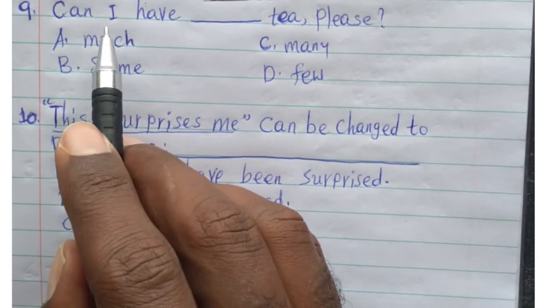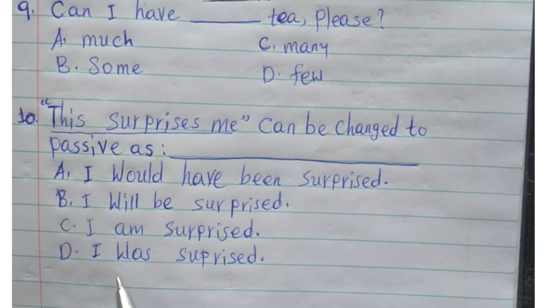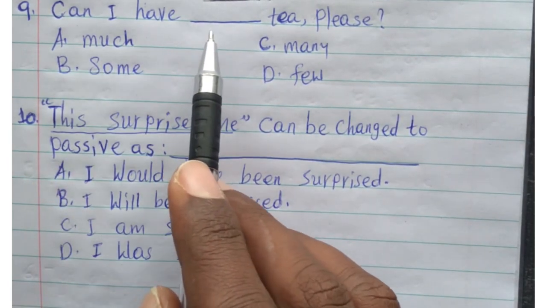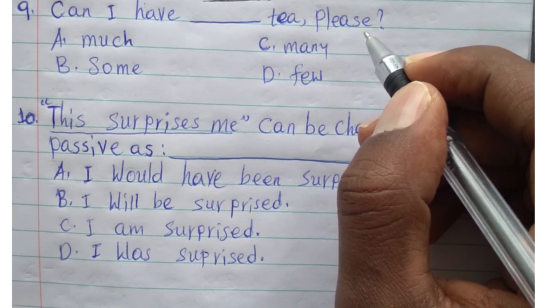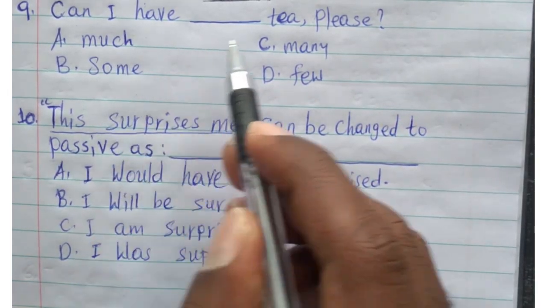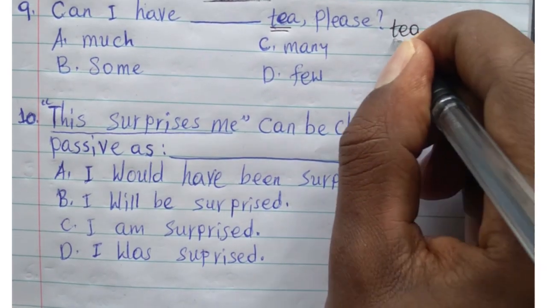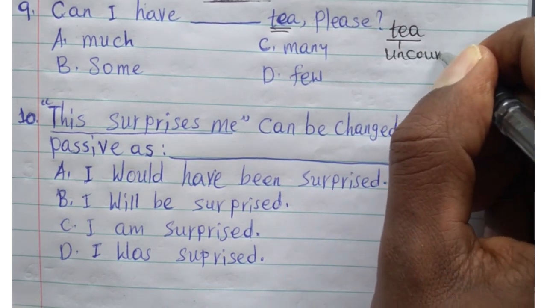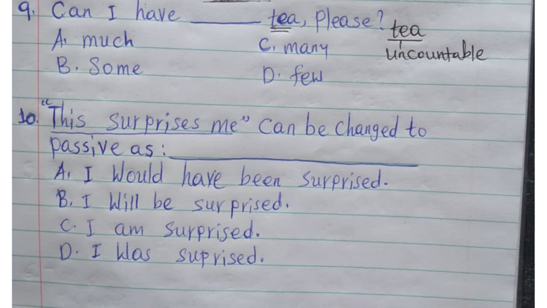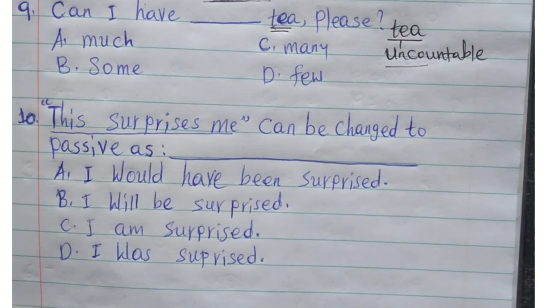Can I have blank tea, please? So in this case, we are asking someone to let us have something. So first, let's see the noun tea. What type of noun is tea? Is it countable or uncountable? So tea is an uncountable noun. So the quantifier must be the one that is used with uncountable nouns.